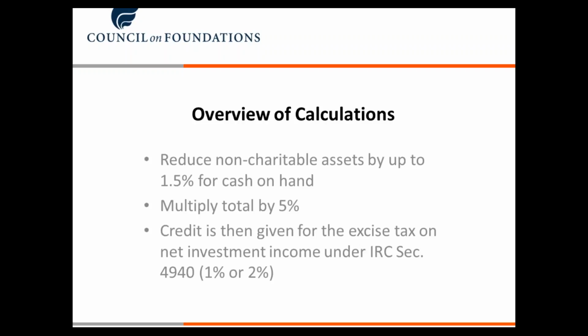But you do get a credit then for excise tax that you pay on your net investment income under the code section 4940. And that can be a subject of a completely different webinar, but 4940 does impose a separate tax on your net investment income, which starts at 2% but can be reduced to 1% under certain circumstances.